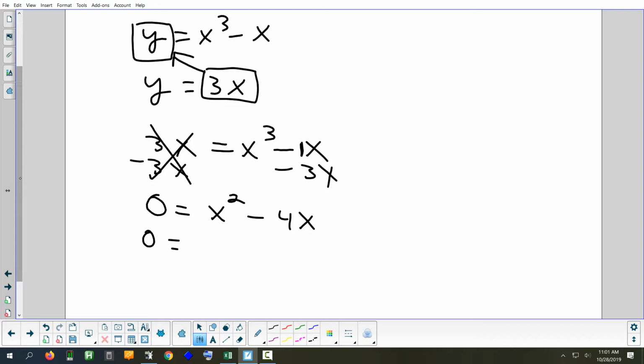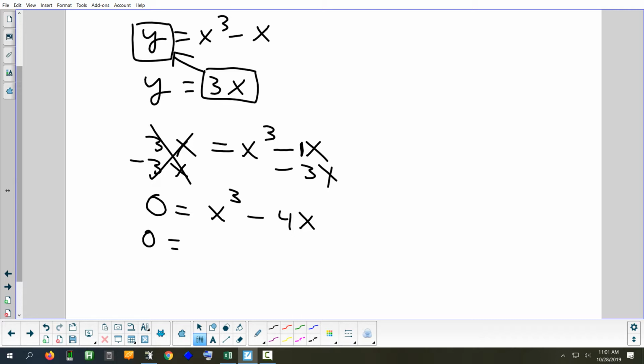Yeah? Why did it change from cubic to square? That's an excellent question. Oh, sorry. Because I made a mistake. It's funny, it's the first one I've ever made. Actually, it's like the 20th one today already. So x cubed minus 4x.